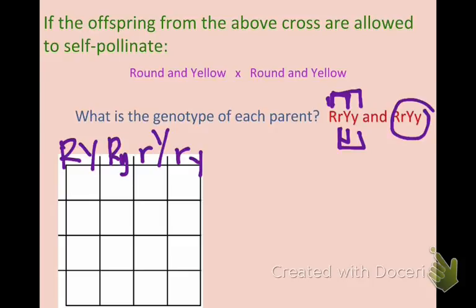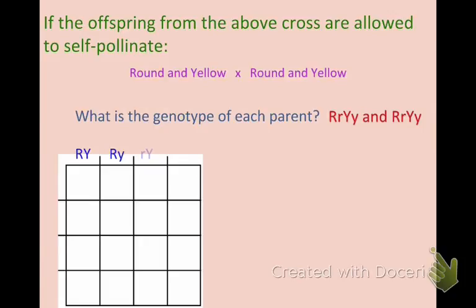So pause the video and try and figure out what would go on this side of the Punnett square, just to see if you can get it right. We already know this is going to look like this, and the other side, if you tried it, should look like capital R, capital Y, capital R, little y, little r, capital Y, little r, little y.